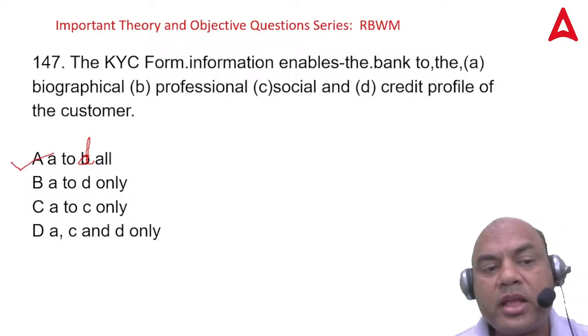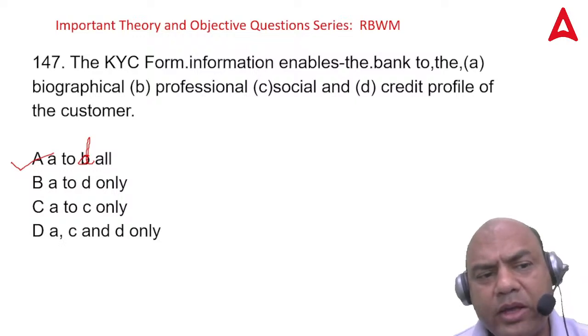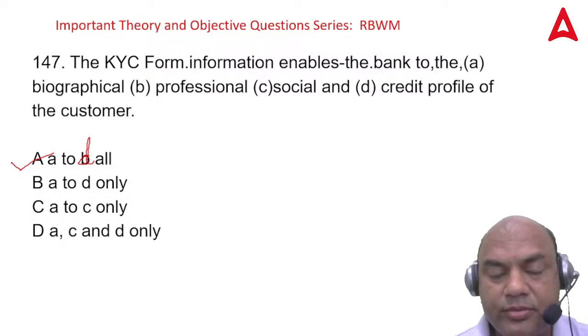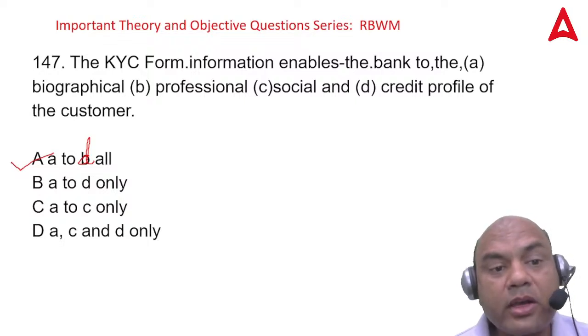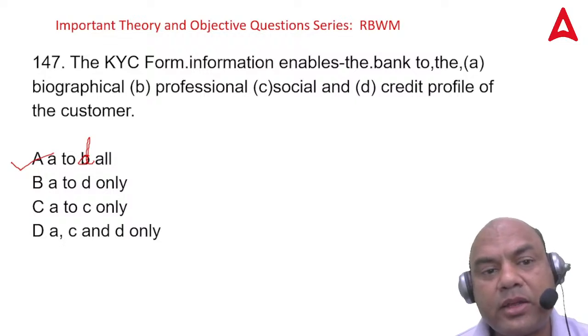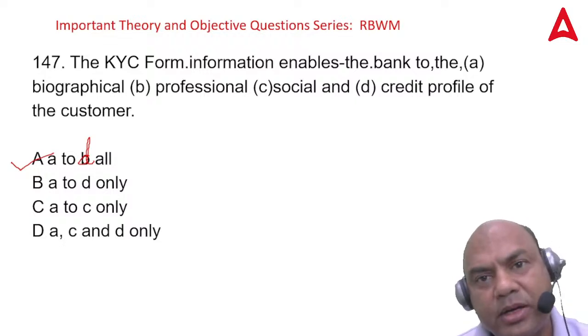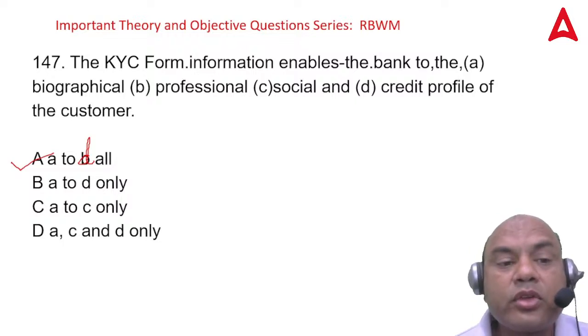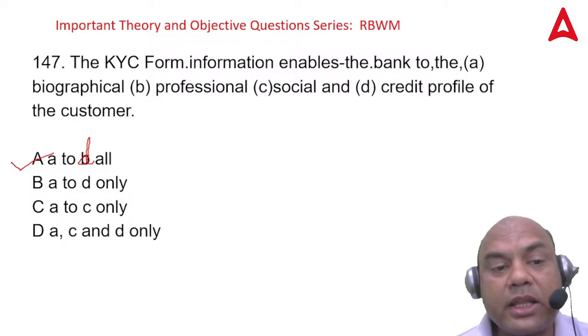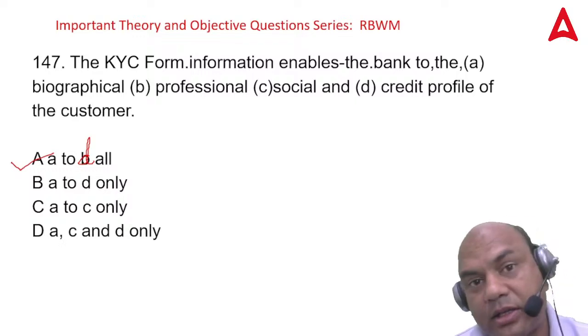Everything. See here, biographical. What is biographical? Biography. What does the word biography mean? Autobiography, right? So autobiography means my whole previous life, whatever I have done in my life. So biography means the same part, whatever I have done in my life up till now. So can I get it from there? Yes, I can get it.